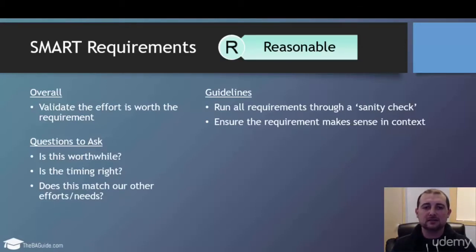So guidelines, again, this is for reasonable. You're going to run a sanity check, like I said in the attainable. It's very similar. You just want to validate that it makes sense, that it's worthwhile. And then also you want to ensure the requirement makes sense in the context of what you're doing.